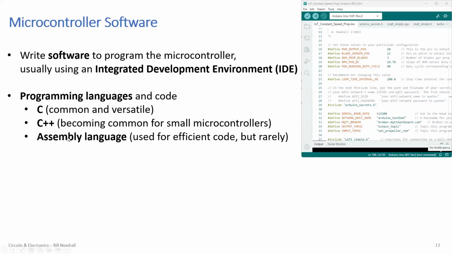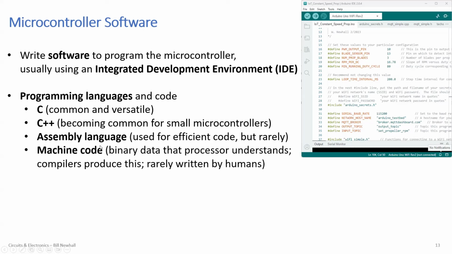These languages, C, C++, or assembly language, get compiled down to what's called machine code. Machine code is the binary instructions that the processor understands. Compilers produce this. You probably never write this by hand. I don't know anybody who's ever written this by hand, but the machine code is what gets stored in the program memory, if you remember my block diagram of a microcontroller. So the machine code goes into program memory, and then the CPU of the microcontroller steps through that code and executes that actual machine code.